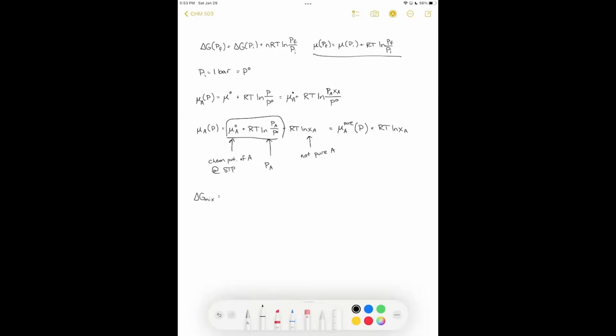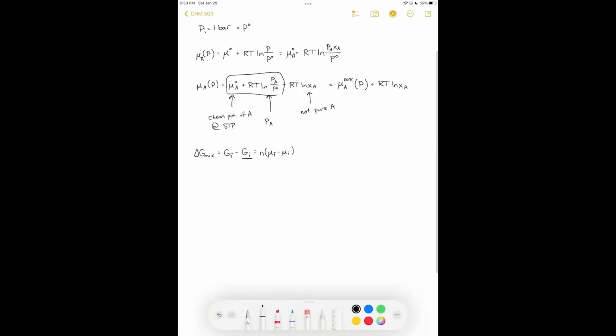And that is simply equal to the final Gibbs free energy minus the initial Gibbs free energy. The Gibbs free energy is related to the chemical potential. So we can say that the Gibbs free energy is equal to the number of moles of gas in the system times the chemical potential. So how can we go about figuring out what this is? Let's calculate first the initial Gibbs free energy, and then we'll calculate the final Gibbs free energy.